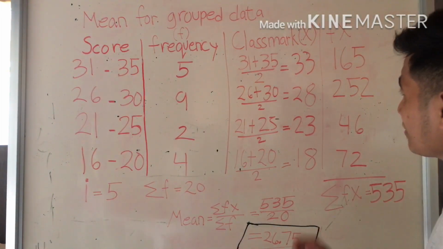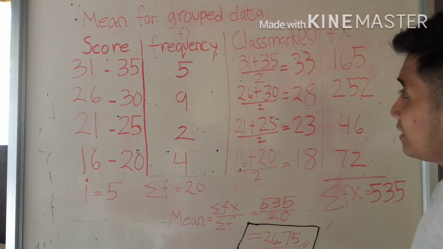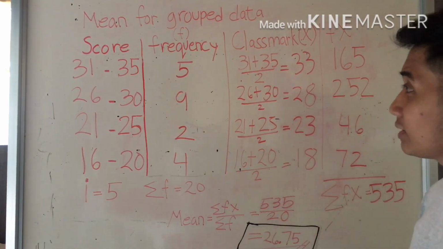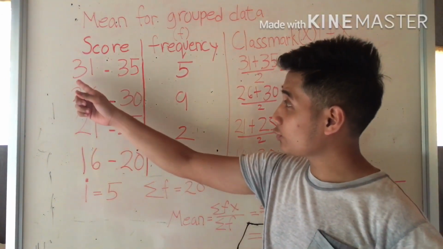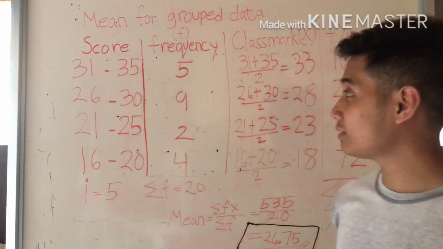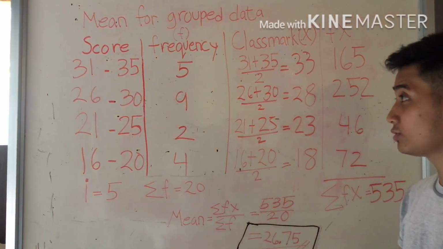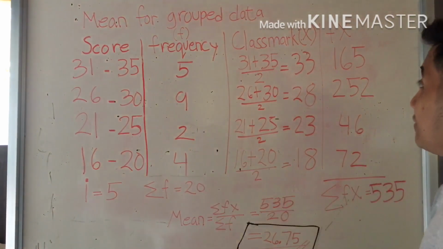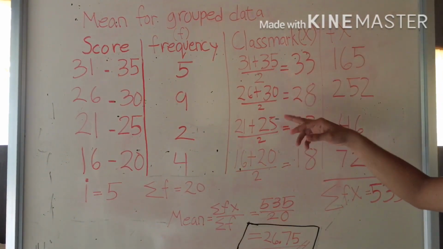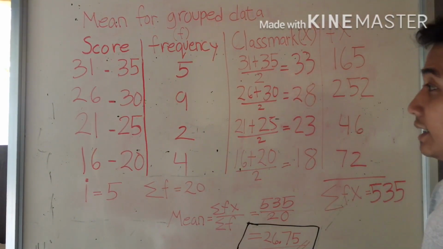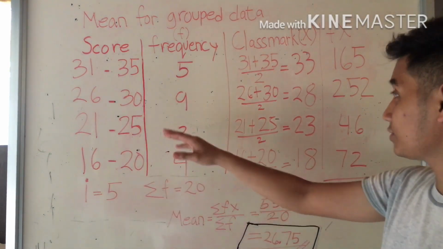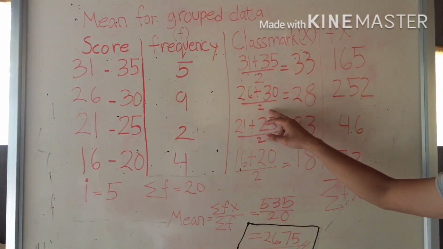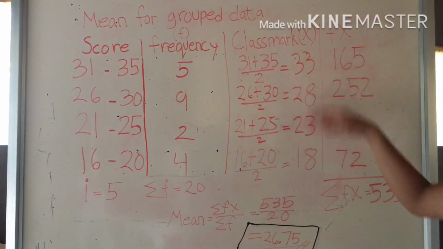So what I did to find the class mark is just add the lower limit and the upper limit of the class and then divide it by 2. So 31 plus 35 divided by 2 is equal to 33. And then 26 plus 30 divided by 2 is equal to 28, and so on.